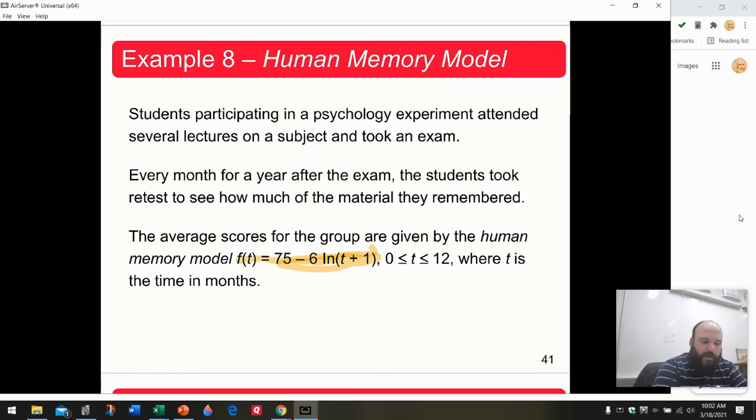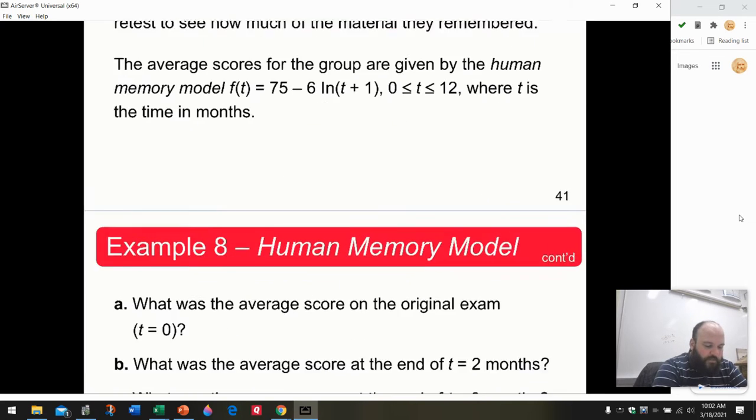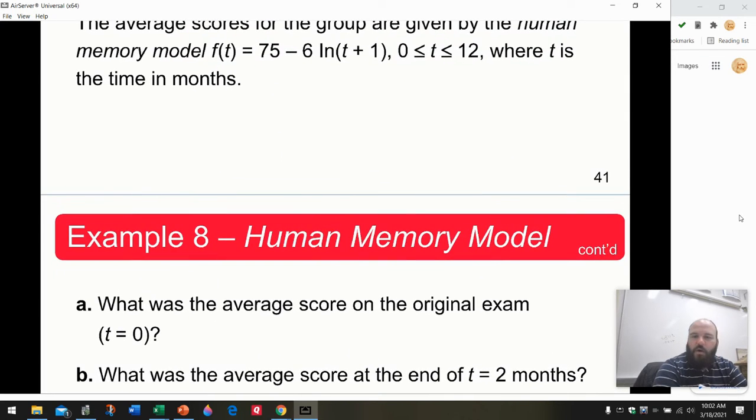So what we have here is a model that will predict how much someone remembers based on the amount of time that has elapsed after they initially learned the material. And t is time in months. So it says, what was the average score on the original exam? So after the students learn their material, what did they get? It says t equals 0.